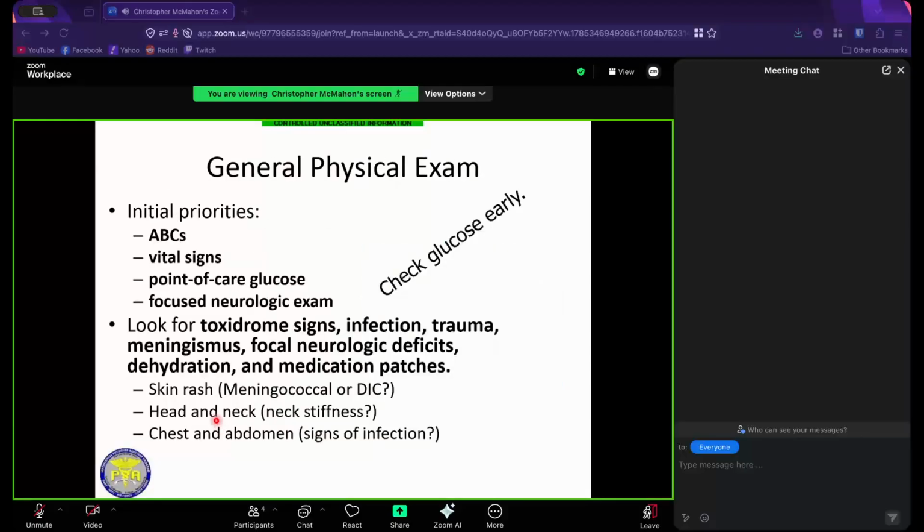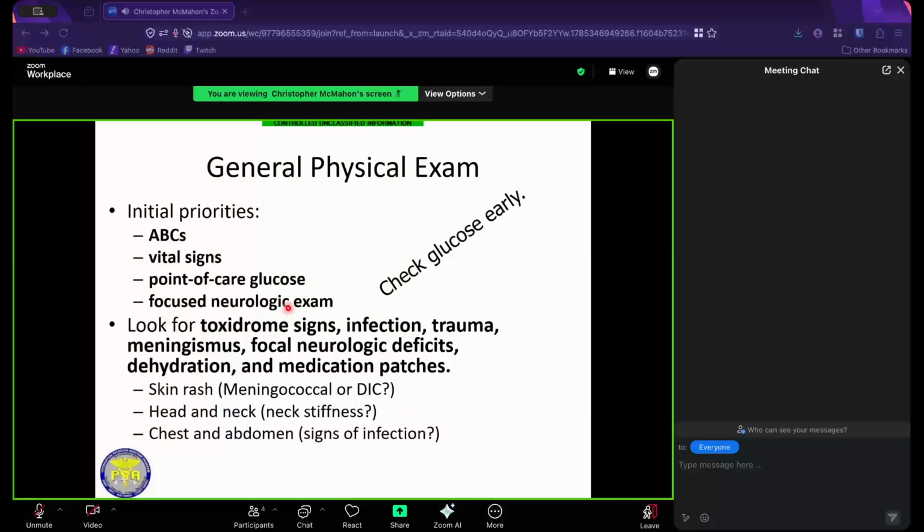All right, someone comes in with altered mental status, not completely passed out, but with a waxing and waning course of cognition. Initial priorities: get your ABCs. It's the same thing as everything else. Make sure they're stable, get your vital signs, and check that point-of-care glucose very early on. Hypoglycemia is one of the easiest ways to get yourself out of a full-on workup. It'll save you a lot of trouble getting that glucose early.